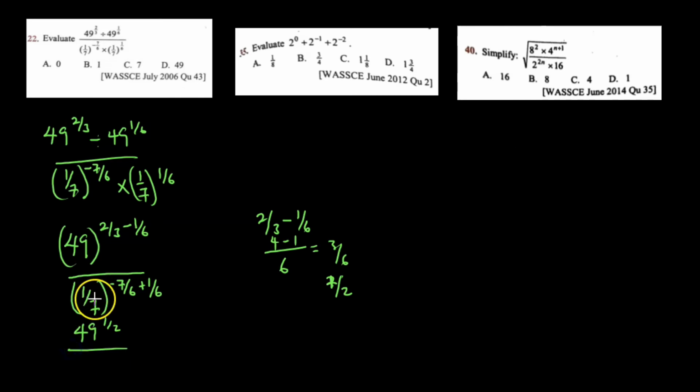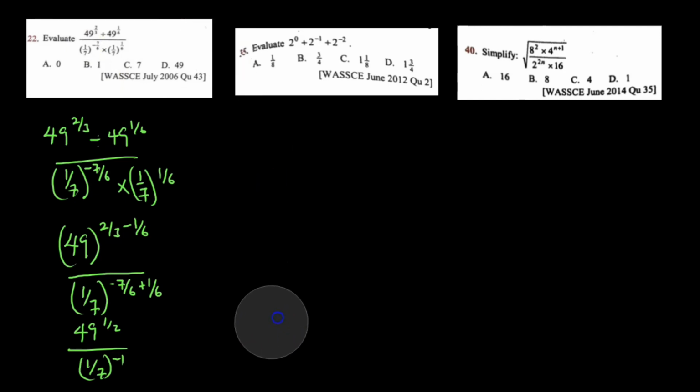Now coming to the denominator, we can also work out the negative 7 on 6 plus 1 on 6. LCM is 6, so we have negative 7 plus 1. That will give me negative 6 on 6. That is negative 1. I believe we got that. So the denominator is also going to be 1 on 7 all to the power negative 1. So moving forward, let me clean the operation that I had here.